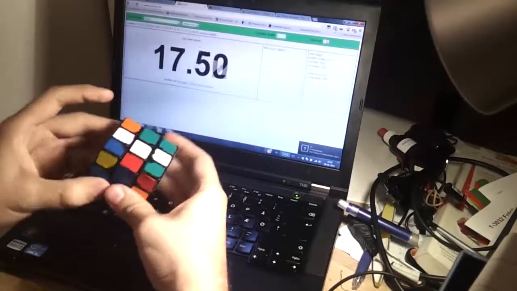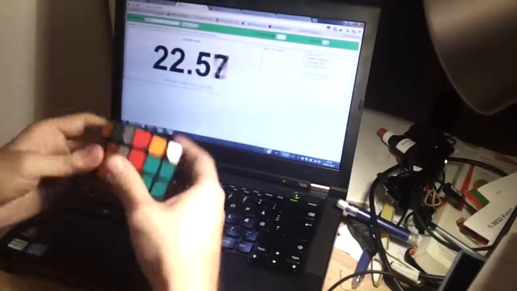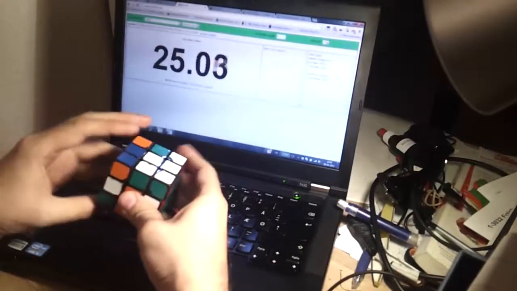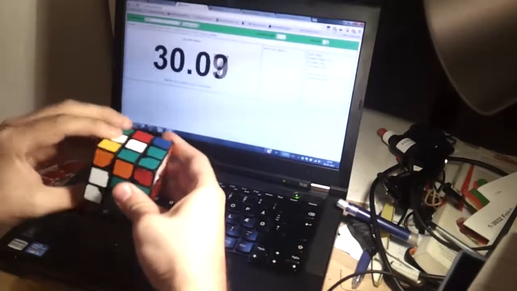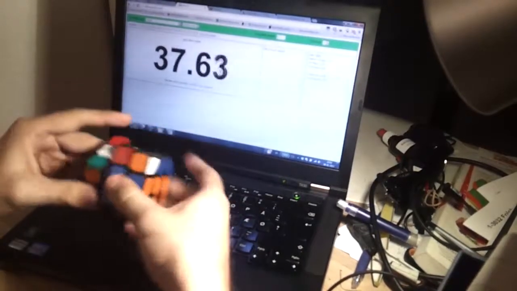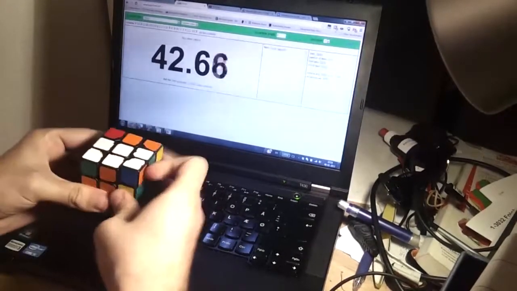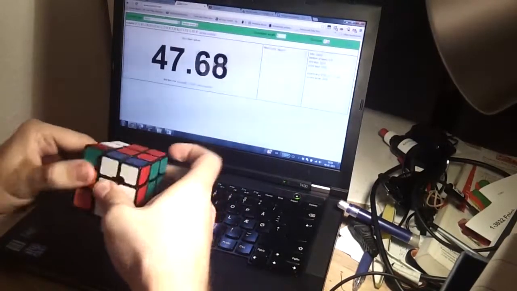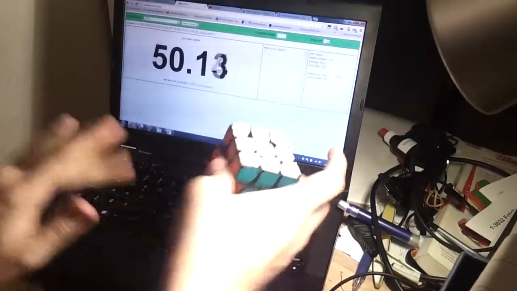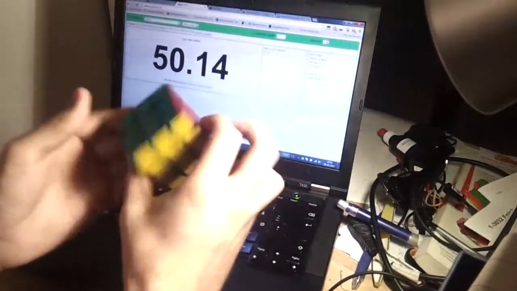I've noticed that I'm pretty slow at making crosses. I should definitely speed up on that. I've not yet come to the point where I actually know how to look ahead for my F2L. My F2L is still also very slow compared to what it could be. You won't see that great a time from me. I mean, they're okay. For my standards, they're not too terrible. But yeah, okay, so that's my first time.